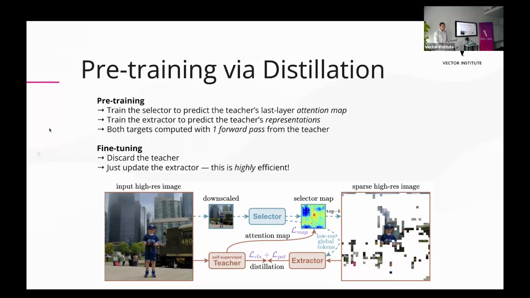During fine-tuning, for deployment or downstream usage, we will discard the teacher, and then we're only going to update the extractor, and this is highly efficient for fine-tuning.